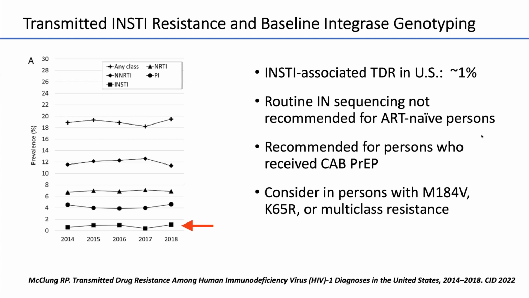who have demonstrated transmitted resistance with the M184V, K65R, because they're pivotal to most first-line regimens, as well as those with multi-class resistance.